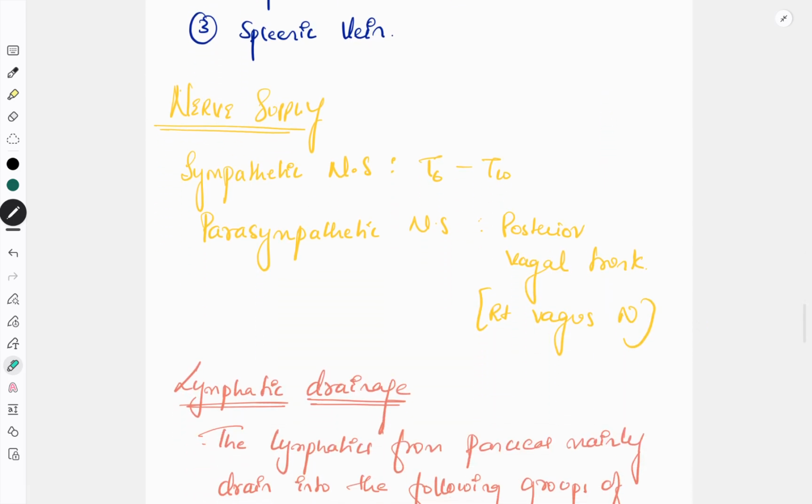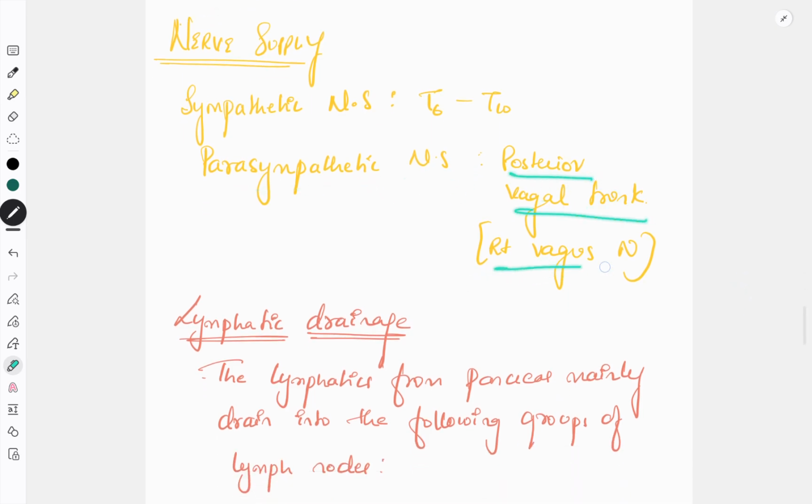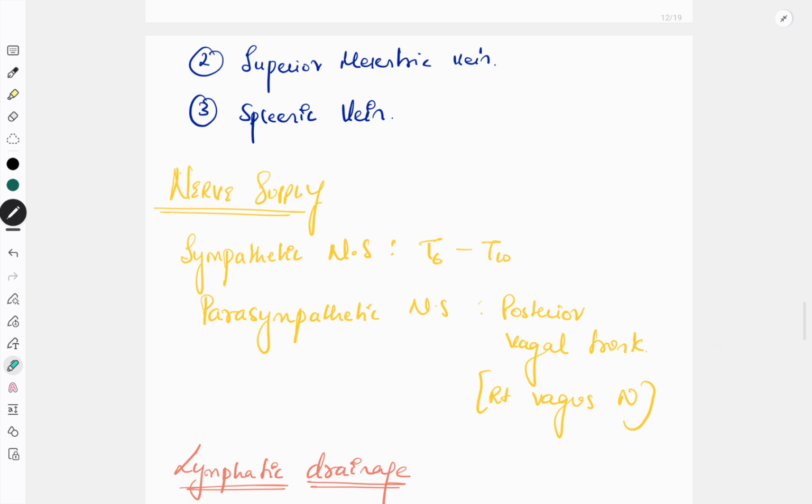Right. Moving on to the nerve supply of the pancreas, the sympathetic supply arises from T6 to T10. So the nerves arising from T6 to T10 provide the sympathetic supply to the pancreas, and the parasympathetic supply is given by the posterior vagal trunk, that is the right vagus nerve. You just have to remember the nerve supply in this. Okay, T6 to T10. Tell me the location. What was the location? If you remember, I think it was from T12 to L3, right? Yes, this was the location of the pancreas.